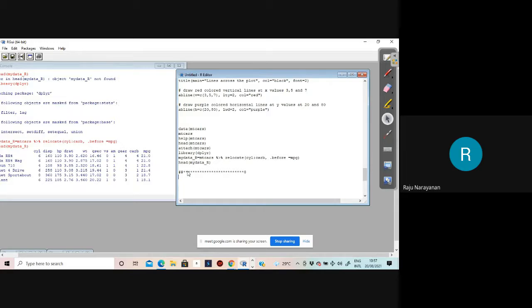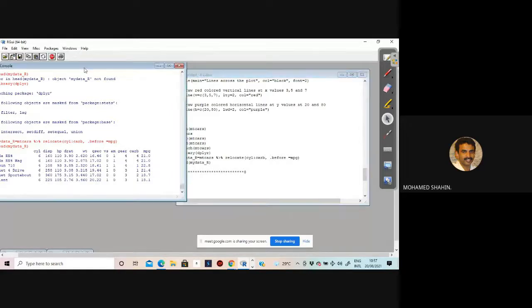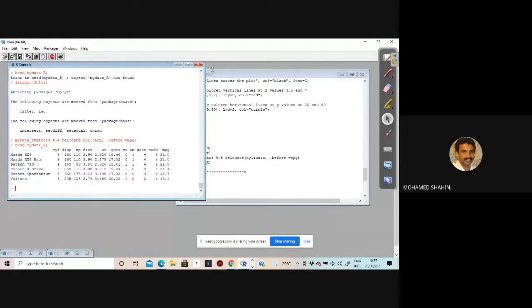And sir, your left screen console is not fully visible. Left side. Can you just move? Surely. Yes, sir. Now it's okay.